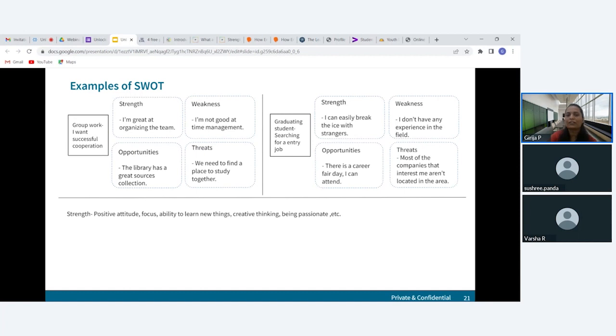Let's move ahead and see what the common strengths are. Common strengths can be a positive attitude, focus, ability to learn new things, creative thinking, and being passionate.